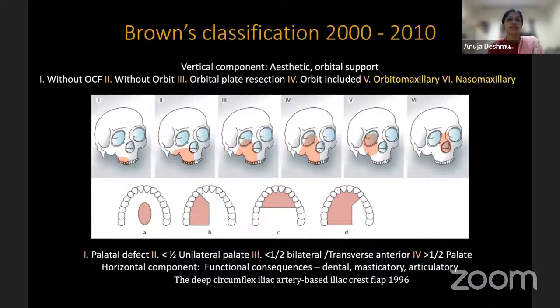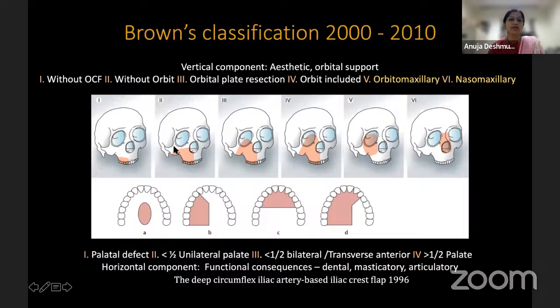Initially it came with the first 4 criteria in 2000, and then there was a revised one in 2010 where the 5th and the 6th classes for the vertical component were added. It involves the vertical component, which is basically based on the aesthetic and the orbital support. One is without any orocutaneous fistula.